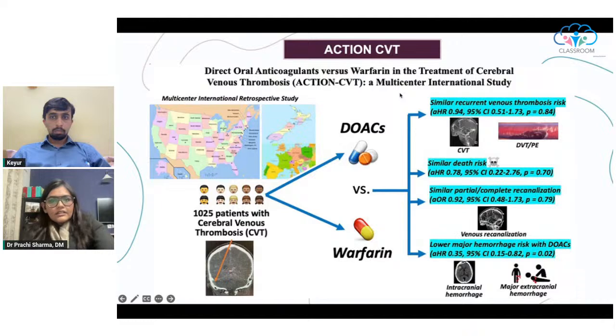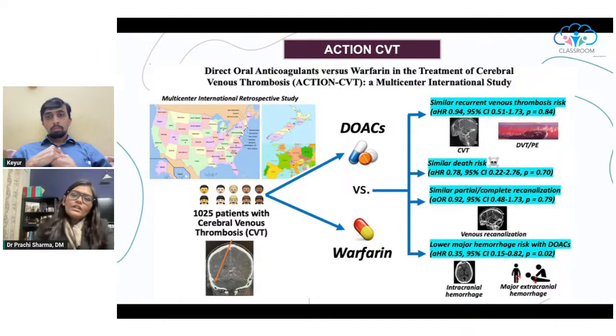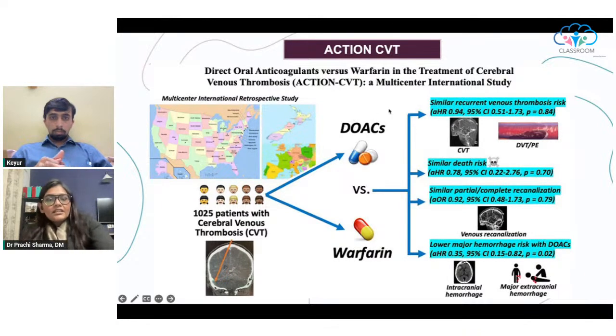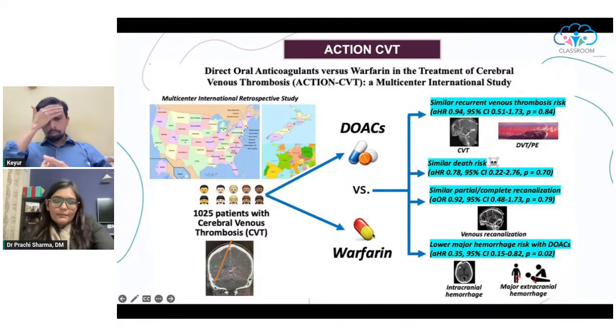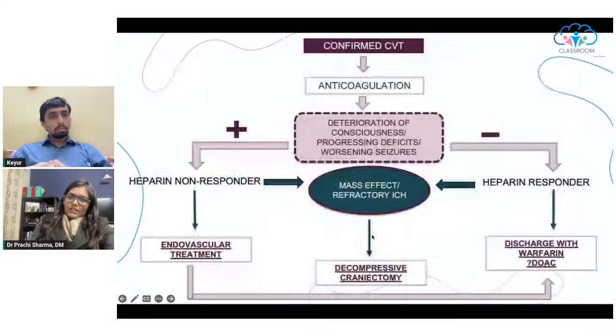The more recent study, which was published in 2022, is the ACTION-CVT study. This was a multi-center retrospective study which looked at patients who received either DOACs or warfarin in CVT cases. The majority of the patients received rivaroxaban, apixaban, and some also received dabigatran. Here they found again that the risk of recurrent venous thromboembolism, as well as mortality and the rate of recanalization, was similar between the groups. However, there was a lower risk of major hemorrhage with the DOACs compared to warfarin, favoring the use of DOACs.